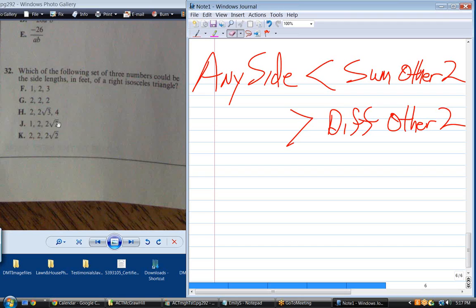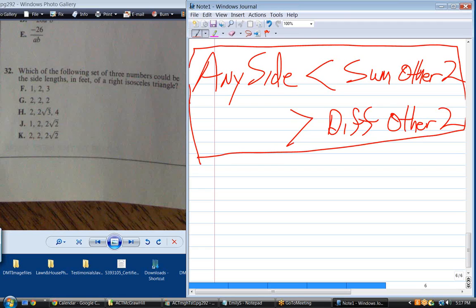J can be a triangle. And K can be a triangle. But the only one that can be a right isosceles triangle is K. But the beauty of this rule is you only have to memorize the first line. And it applies to all 3 sides.